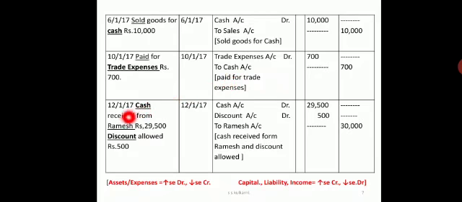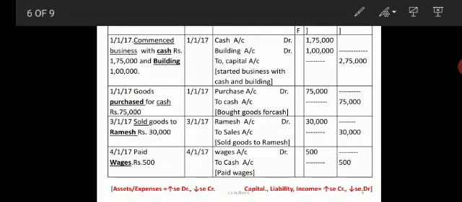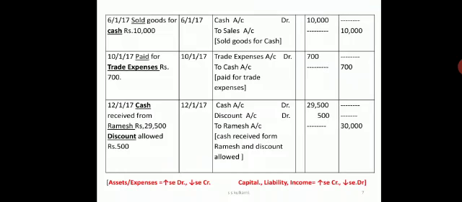Now cash received from Ramesh, rupees 29,500. Discount allowed is 500. Now here cash is received. So when received is there, it increases my asset. So cash received 29,500.